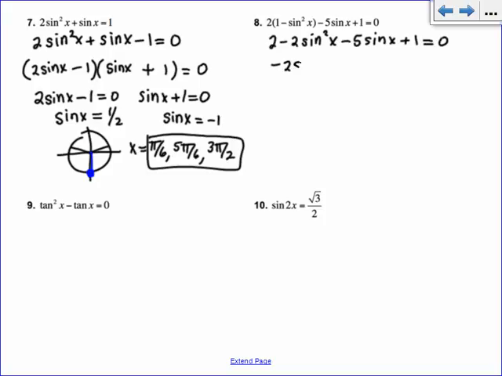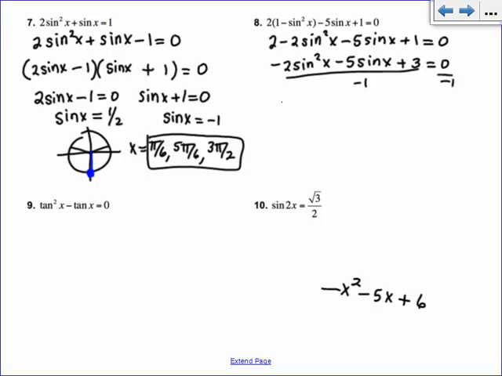So I have negative 2 sine squared x minus 5 sine of x plus 3 equals 0. And I don't like that I have a negative out front. Just like normal factoring, I hate when I have like negative x squared, things like that. So I would divide everything by a negative 1. So we get 2 sine squared x plus 5 sine of x minus 3 equals 0. Or you could have just added all of the things to the other side, right?